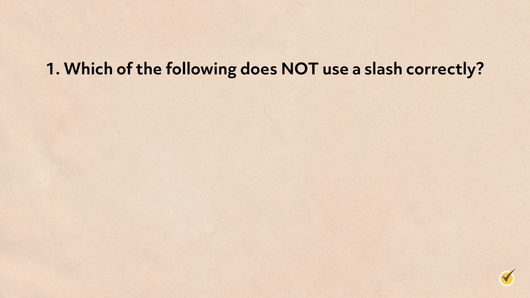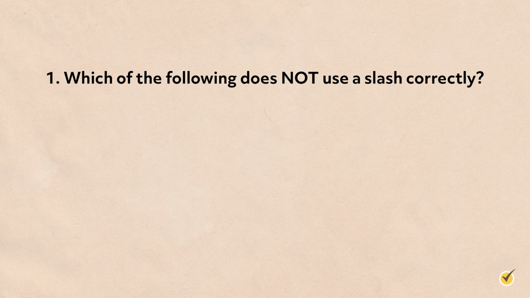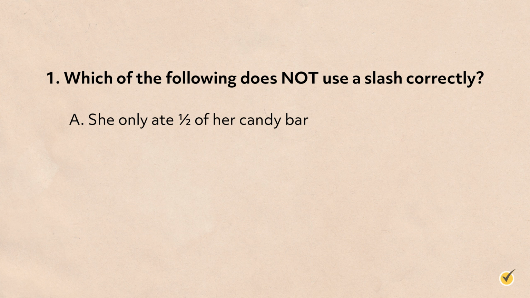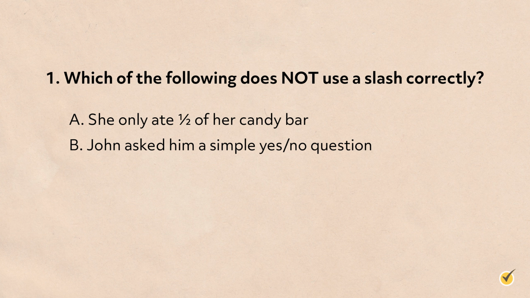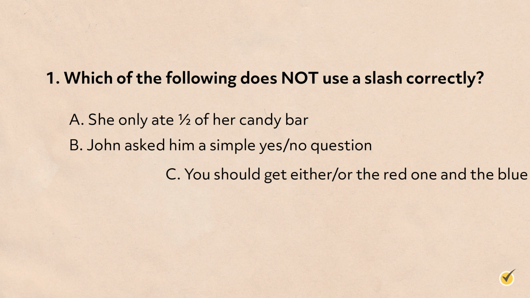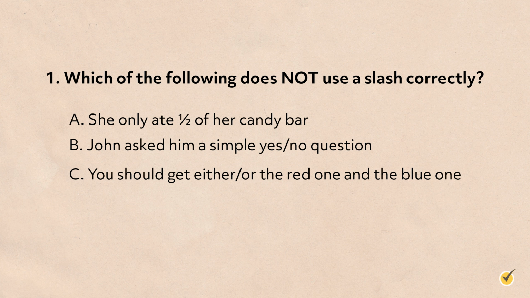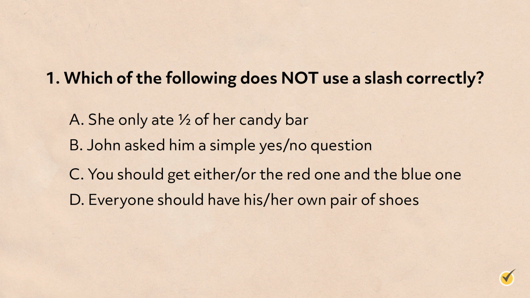Okay, now that you've learned several ways to use slashes, let's go over a couple of review questions to see what you remember. Number 1. Which of the following does not use a slash correctly? A. She only ate 1/2 of her candy bar. B. John asked him a simple yes/no question. C. You should get either/or the red one and the blue one. Or D. Everyone should have his/her own pair of shoes.